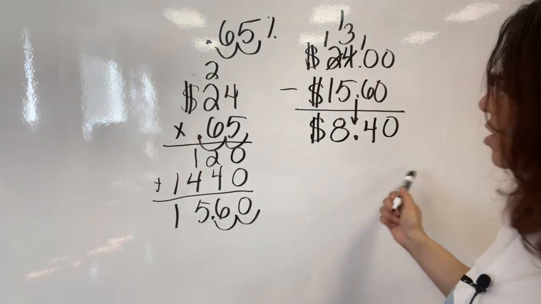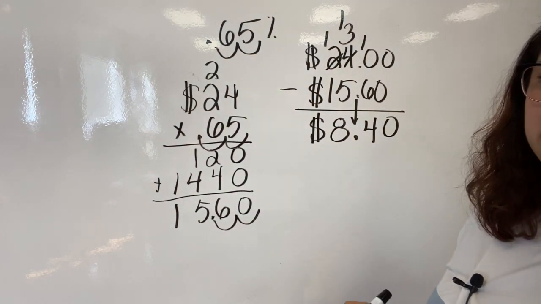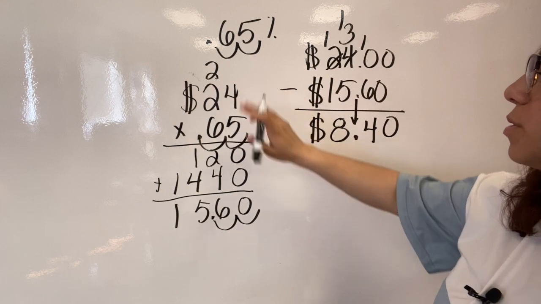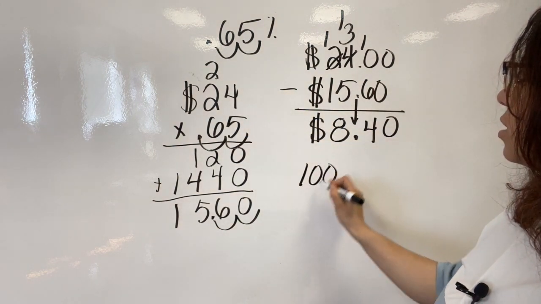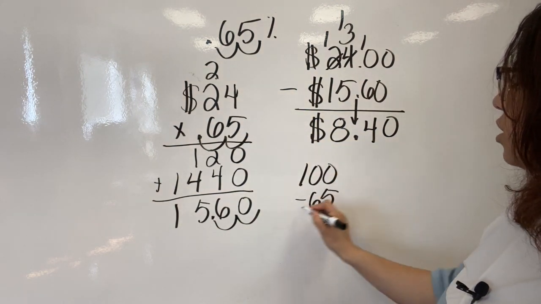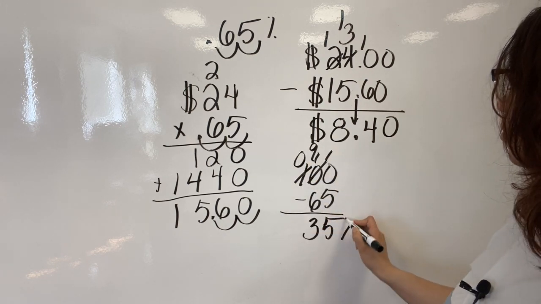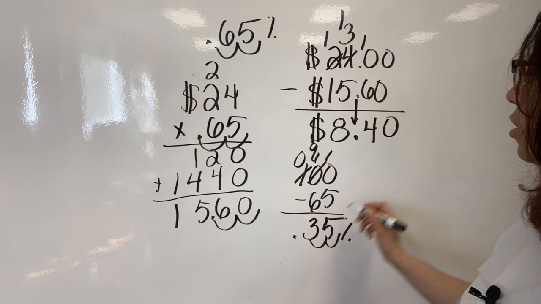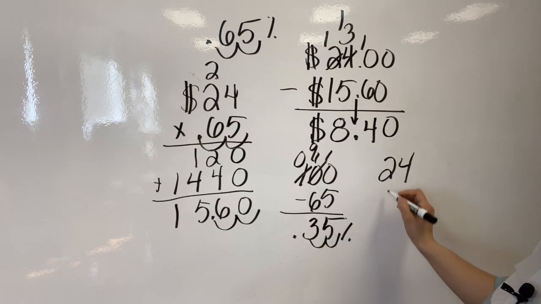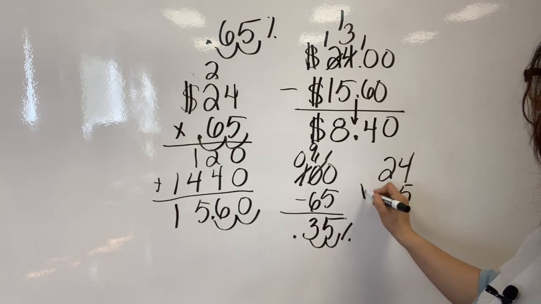She has $8.40 left to buy her jeans. Now again, if I wanted to do the percentage, I could do that. I would find the difference between 65 and 100. Gives us 35 as a decimal. There you go. And then I would do the same thing. Multiply.